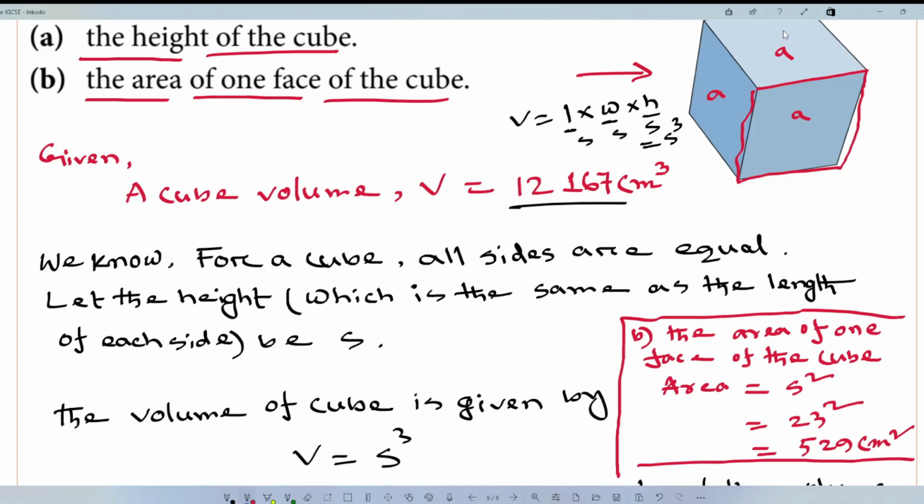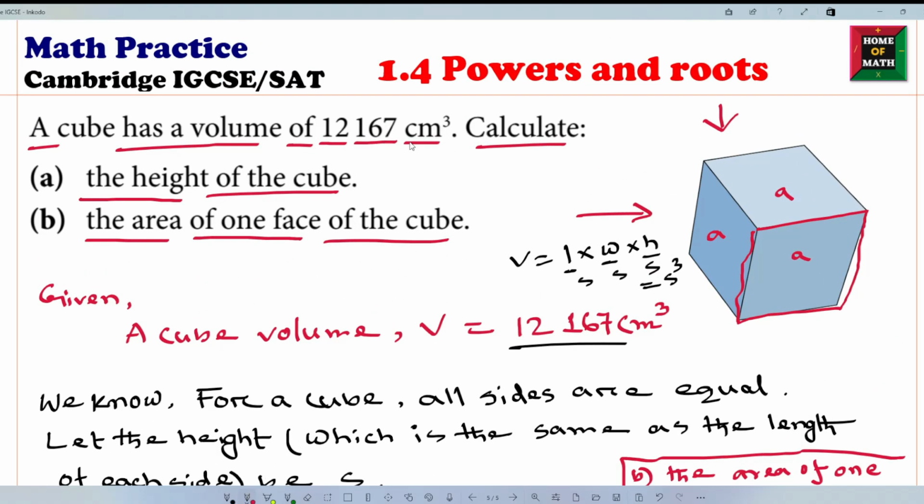Very simple. So we get two answers. One is 23 centimeter, another one is 529 centimeter square.